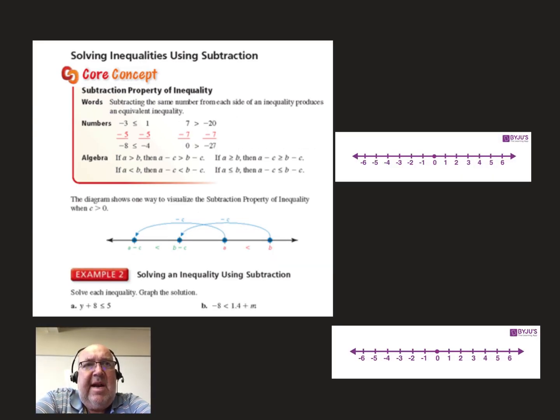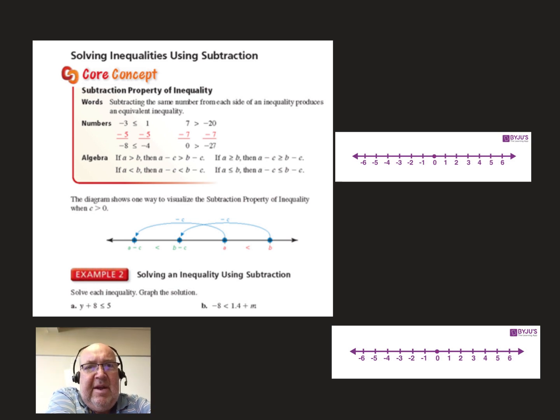Likewise, the subtraction property of an inequality means if you subtract something from one side of the inequality, you must subtract it from the other side, and you end up with an equivalent inequality. So let's look at this first one.